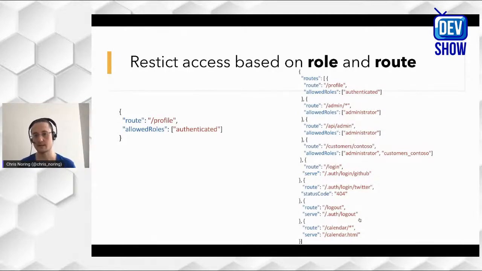So you can see here that we're also adding the /login to say GitHub. But if they try to go towards Twitter, we say 404 because that's not a provider that we support. And then we have logout, and then we have this made-up calendar component. And if they hit that one, they will go towards calendar.html. So you can see you can make this very configuration heavy, and easily protect different routes in your application.